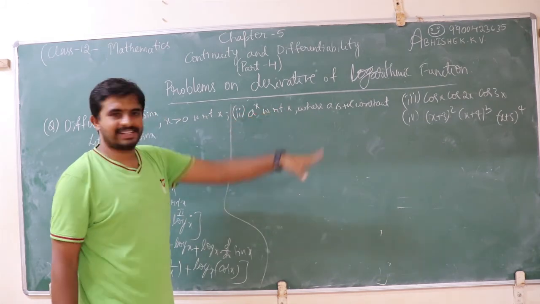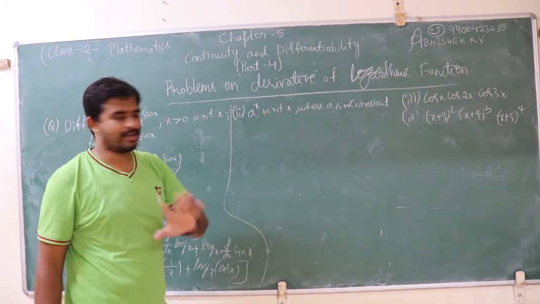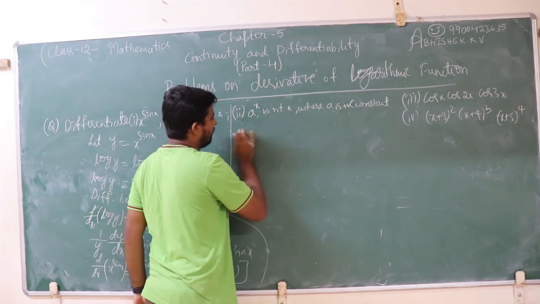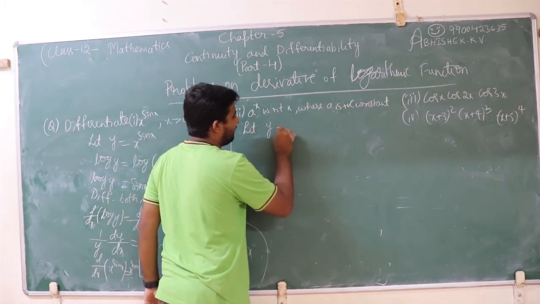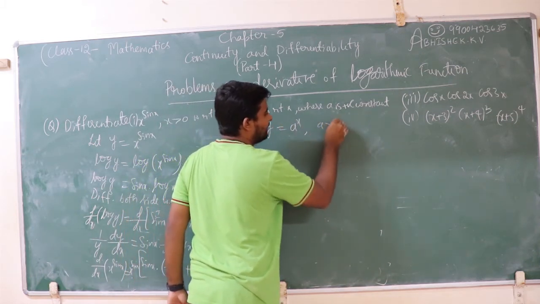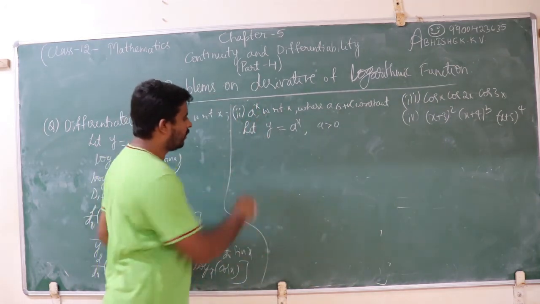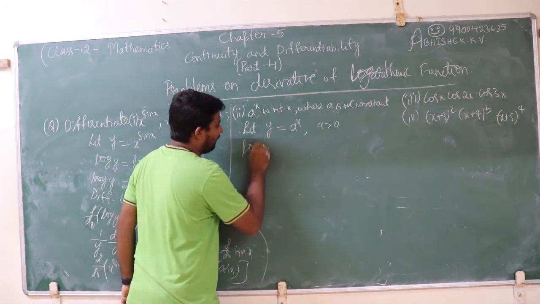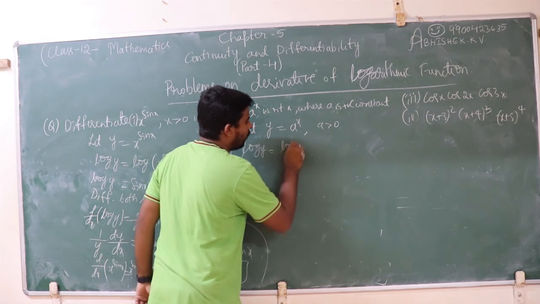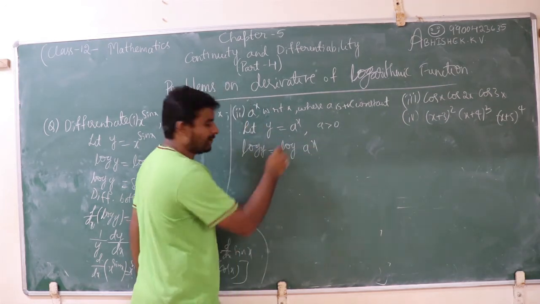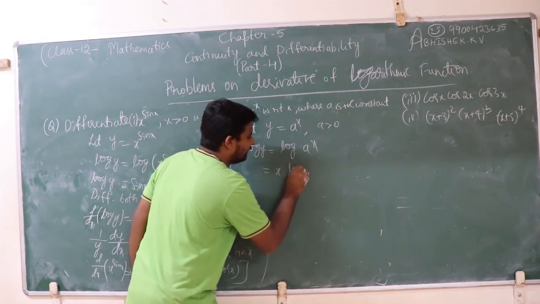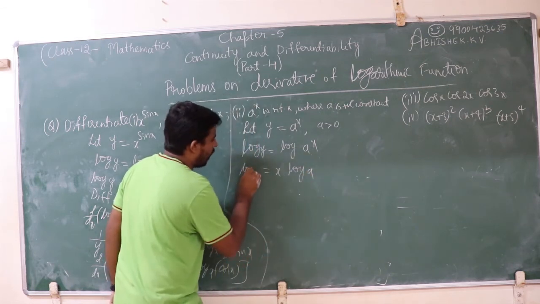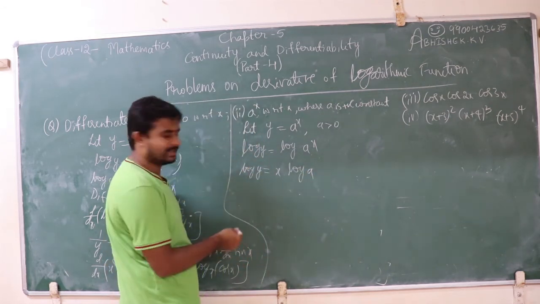Differentiate a to the power of x with respect to x, where a is a positive constant. Let y is equal to a to the power of x, a is greater than 0. Here also, taking log on both sides, log y is equal to log a to the power of x. Log a to the power of x can be written as x into log a. Therefore, log y is equal to this.